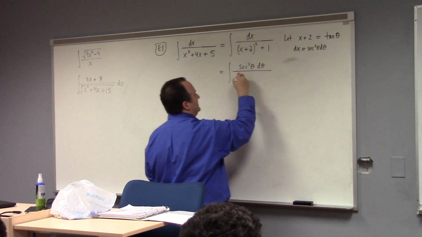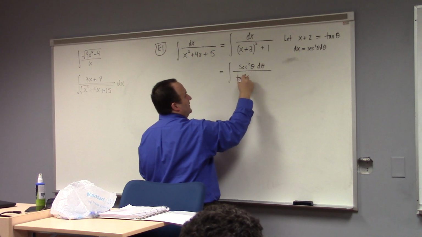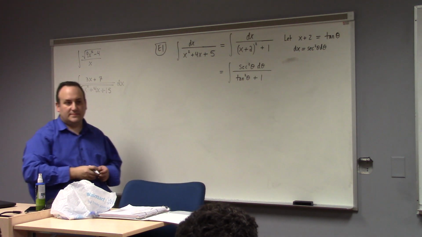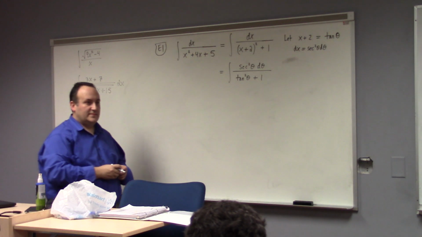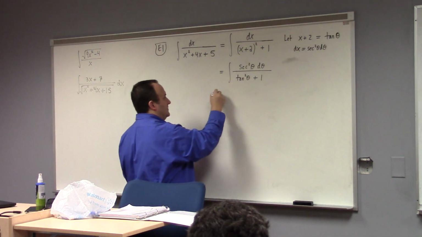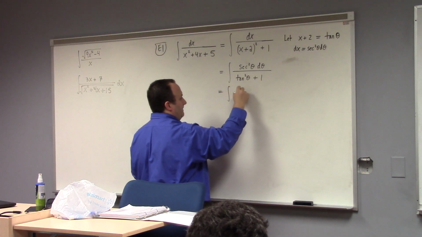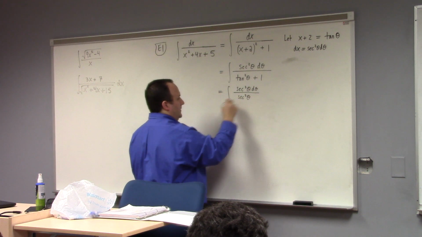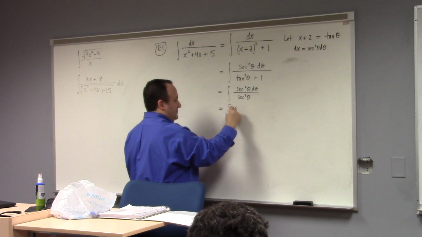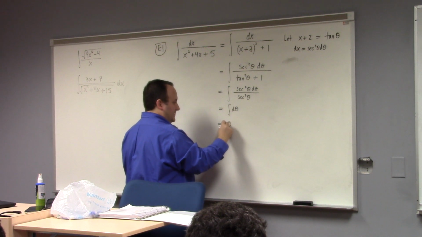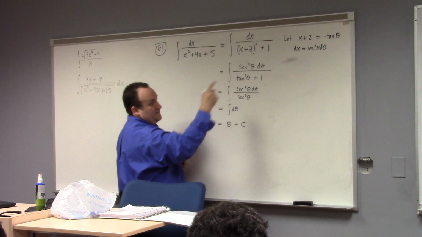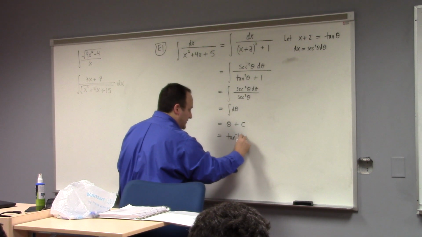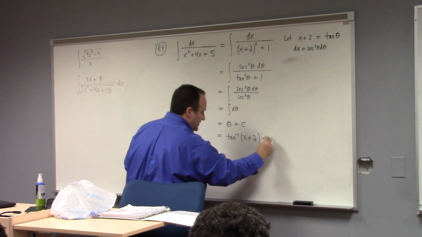So (x plus 2) squared, that's tangent squared theta plus 1. What is tangent squared theta plus 1? Secant squared theta. So what are we looking at here? We're looking at the integral of d theta, also known as theta, plus a constant, which if you solve for theta, you got inverse tangent of x plus 2, plus a constant.